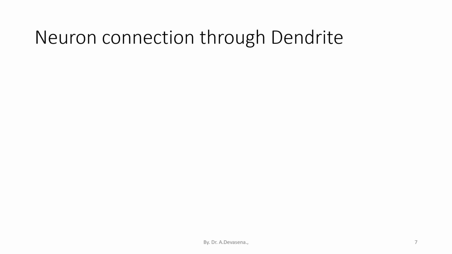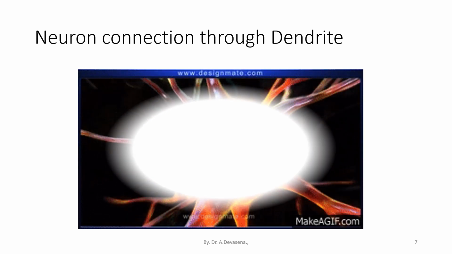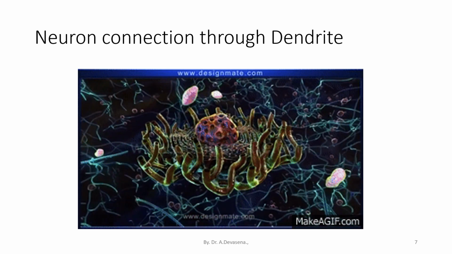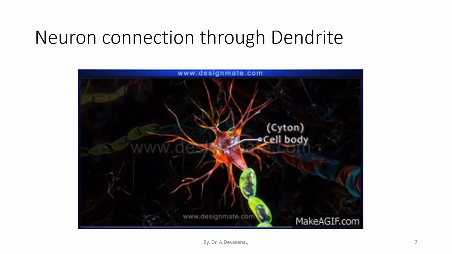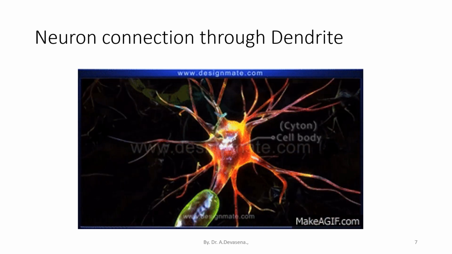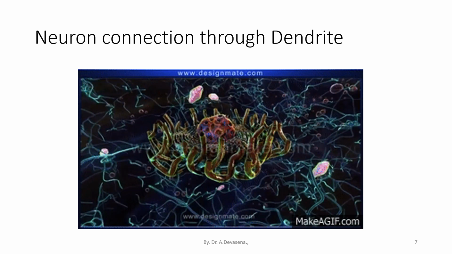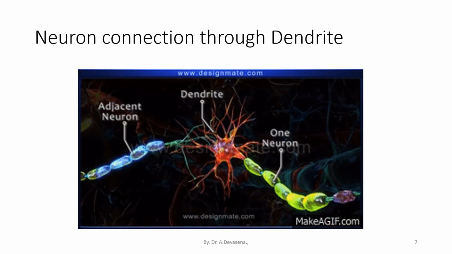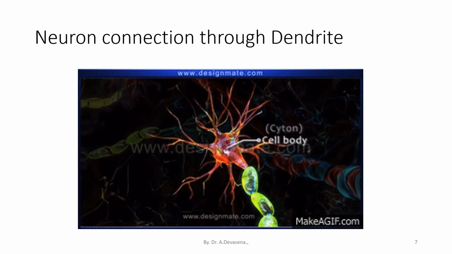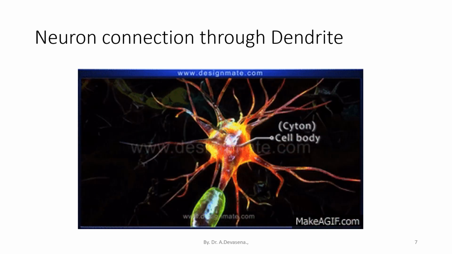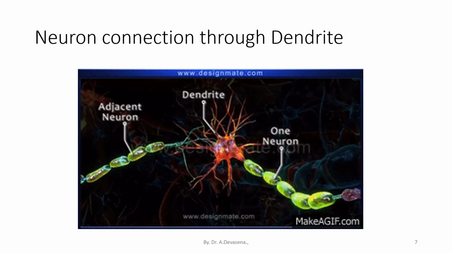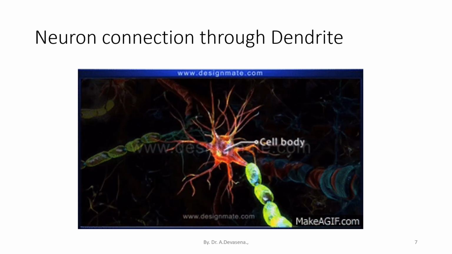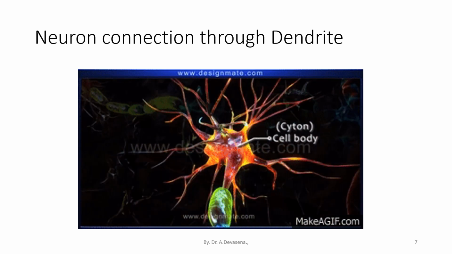Let us see how neuron connections take place through the dendrite. This is the representation. Here we have two neurons. These two neurons are connected through the dendrite. The cross-sectional view of the dendrite is shown here. Inside the dendrite we have cells. The representation.